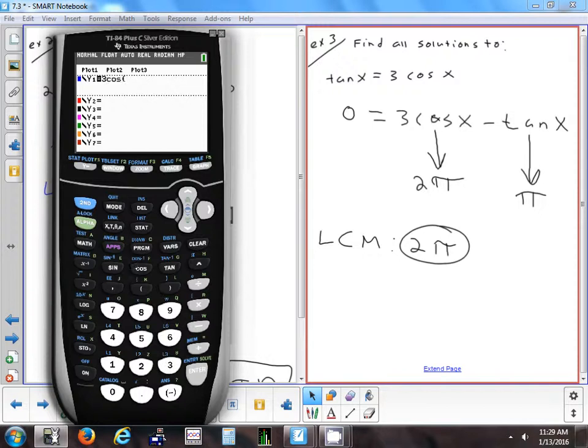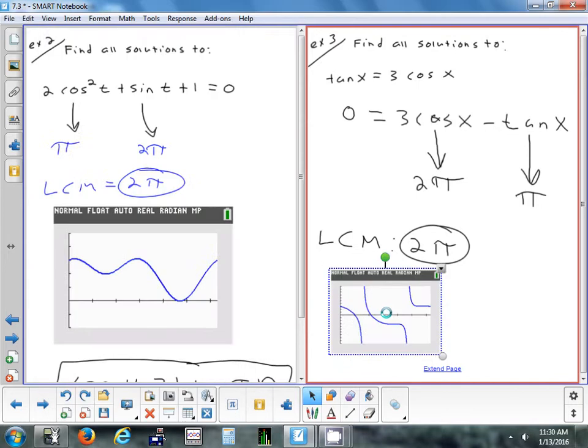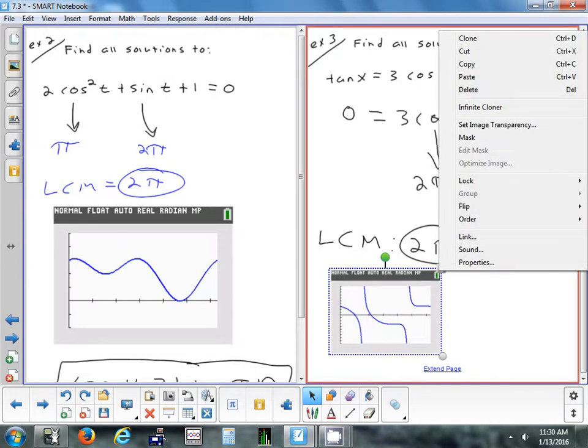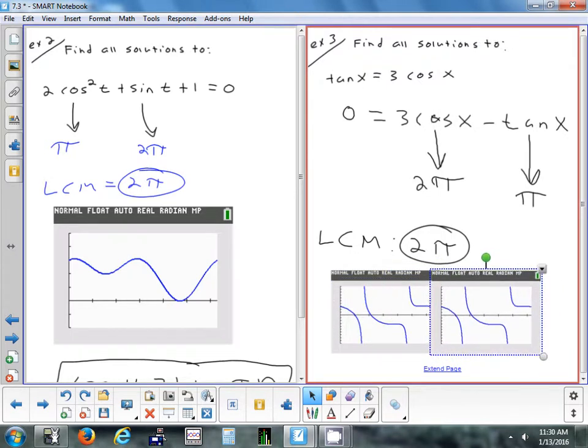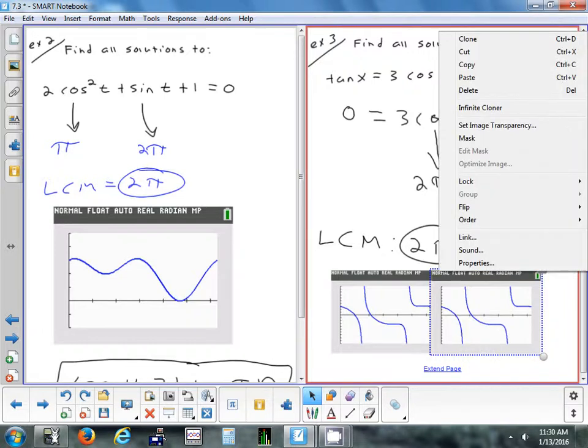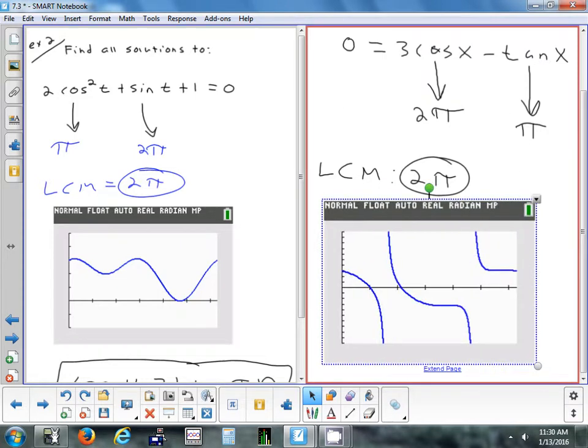So 3 cosine x minus tangent x. And it should end right where it started. Okay, so if I were to basically take this graph, okay, I can't really do it exactly, but if I took another copy and put it right next to it, and it didn't have a border, it would pick up right where the last one ended. Okay. Right, so there's our graph.